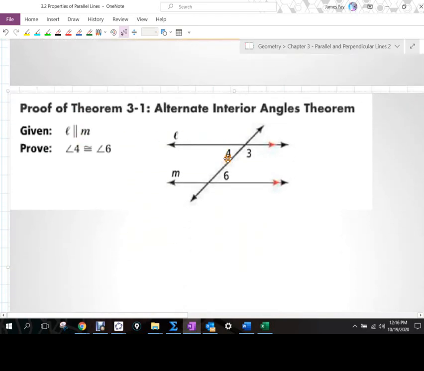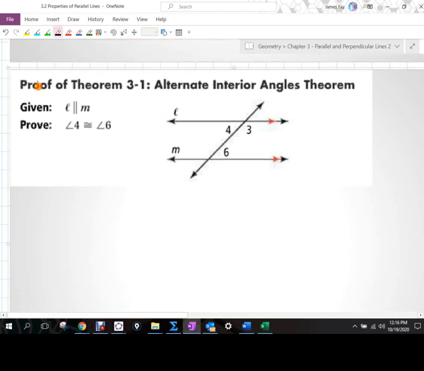Are 4 and 6 a pair of alternate interior angles? Okay, so with that given and that proof, we are proving the theorem with these generic representations of two lines, L and M, and the generic representation of the alternate interior angles, angles 4 and 6 here. Is that okay with everybody? All right, so let's just go through and do our two-column proof.